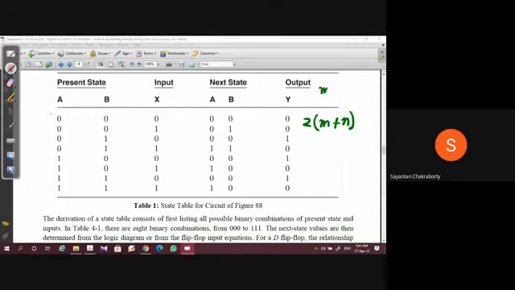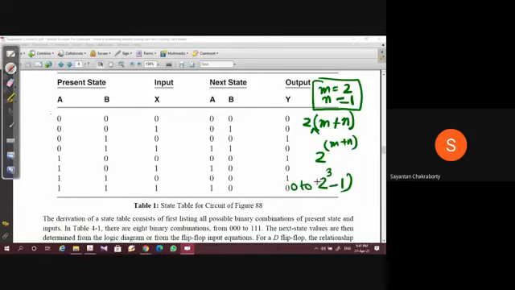In this case, what is your m? 2, and n equal to 1. So it will be 2 to the power 3, 2 cubed, right? So there will be 8 rows corresponding to this case. M equal to 2 flip-flops and 1 input, and so it will go through the states 0 to 2 to the power 3 minus 1.